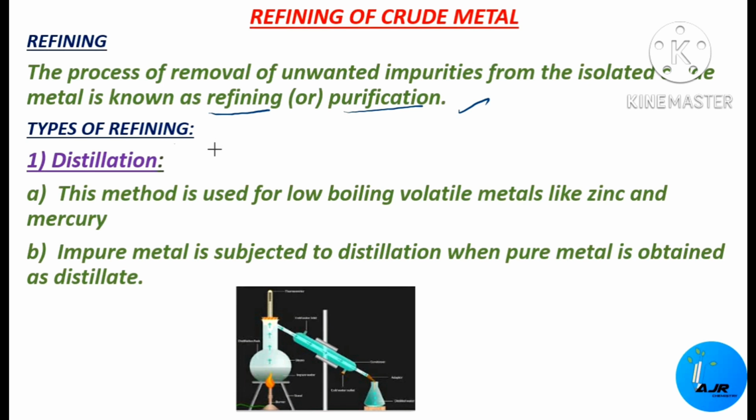Next, we are going to see the types of refining. Actually, under types of refining, we have five types: distillation, liquation, electrolytic refining, zone refining, and vapor phase method. Okay, shall we see one by one now. So, what is distillation?